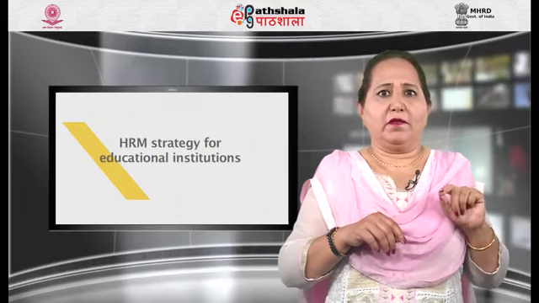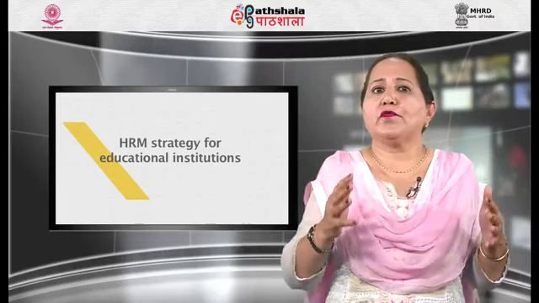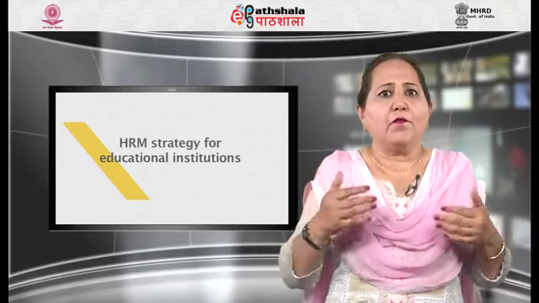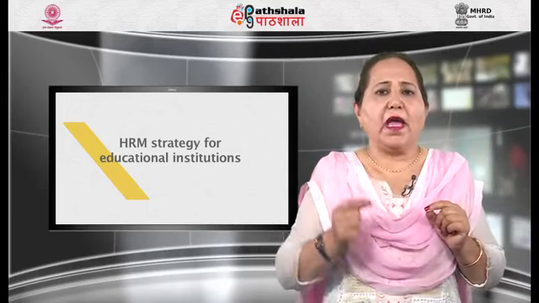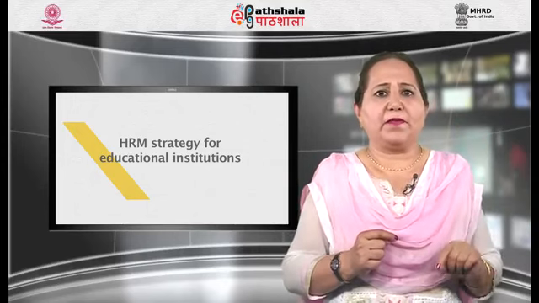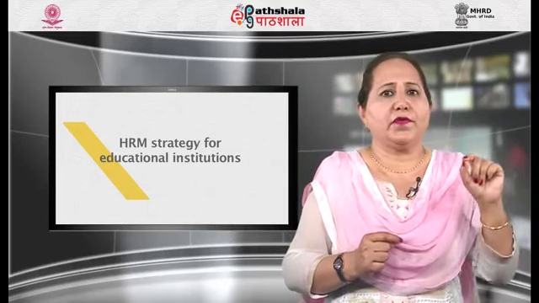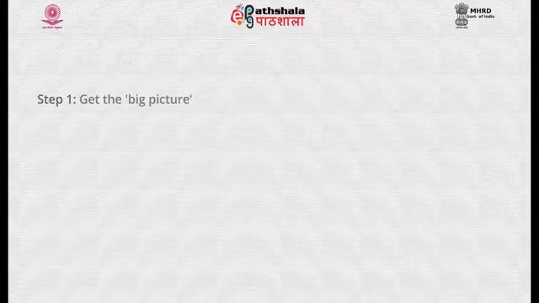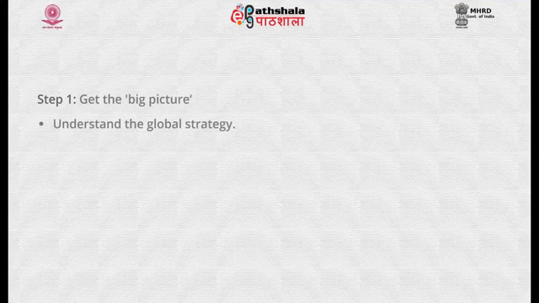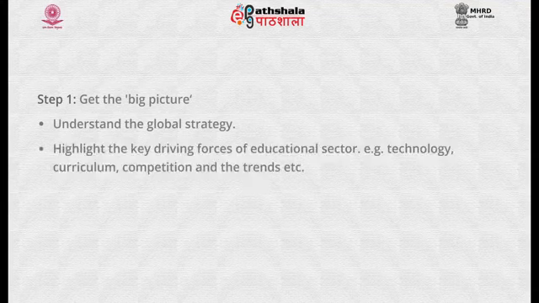Now the question is how to develop a human resource management strategy for educational institutions. An institution has to follow some steps in developing a human resource management strategy. Step 1 is get the big picture. How? Understand the global strategy. Highlight the key driving forces of the educational sector, that is technology, curriculum, competition and the trends, etc.